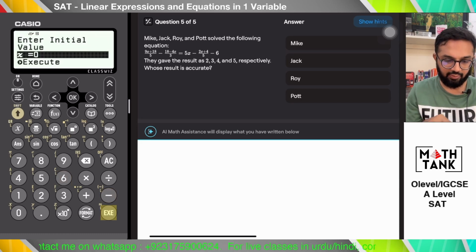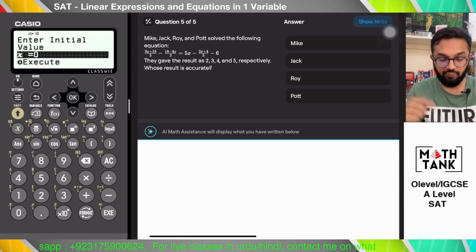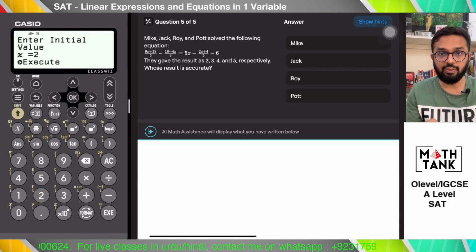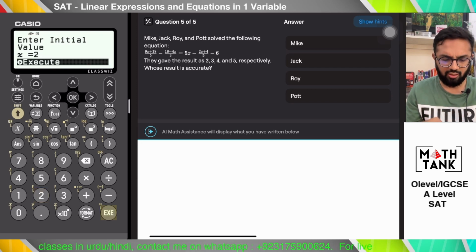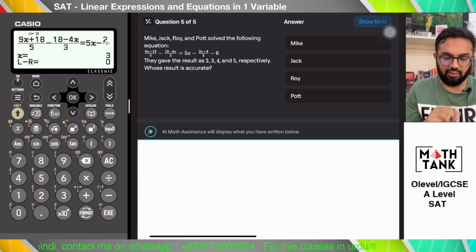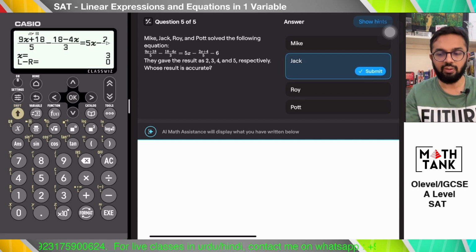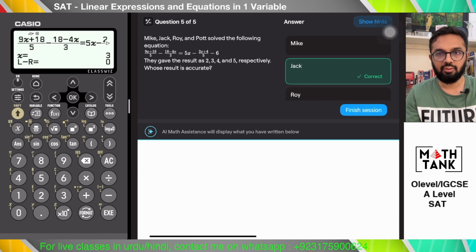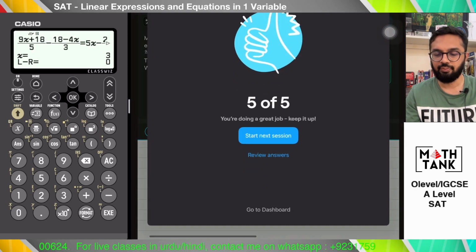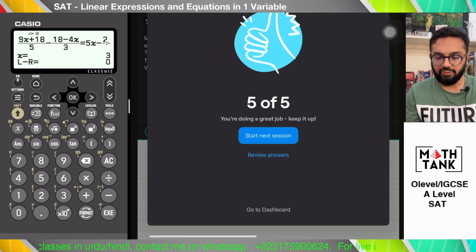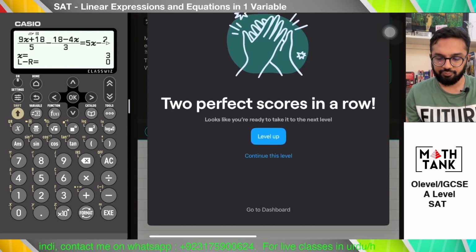Let's press execute. Let's check, let's say I thought Mike's answer was correct, x equals 2. Let's check and execute. It says 3. So the second answer is correct. That means Jack gave me the correct answer. So I didn't solve it on paper. I just solved it on my calculator, and that's perfectly fine on the exam as well. Okay, let's go on to the next session.